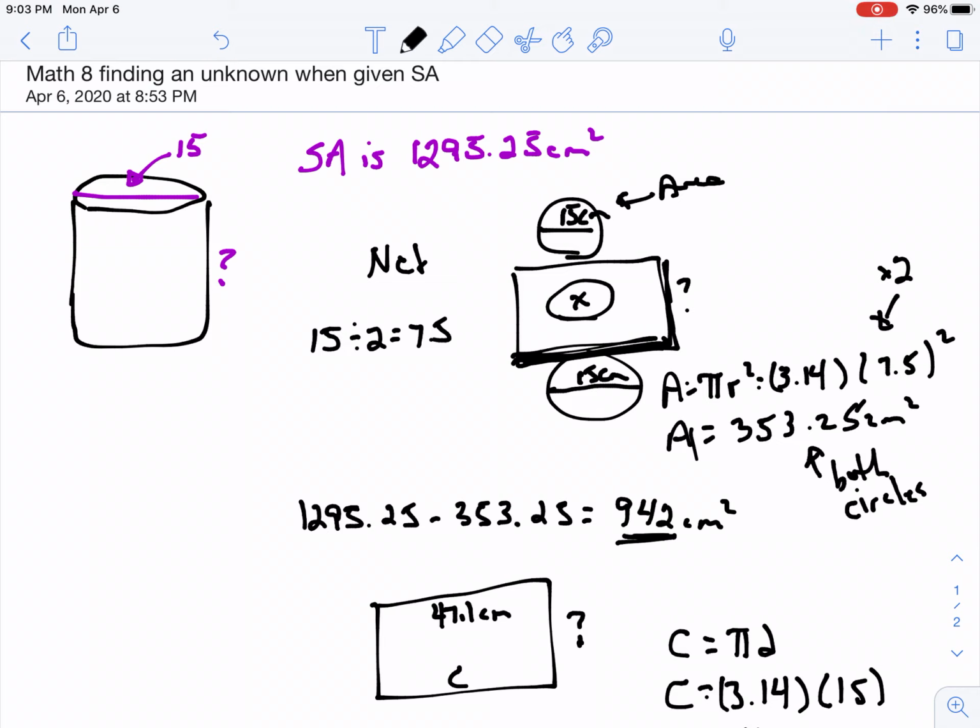Okay? So hopefully that makes sense. Have a chance to go over it again if you need to. Again, it's just that idea of what makes up my surface area, taking away what you already know, so you have your unknowns specific to one thing.